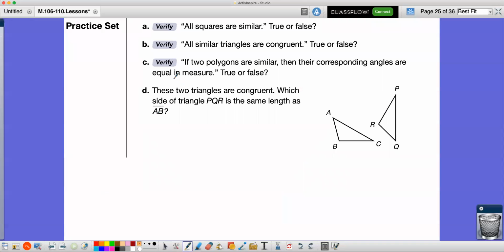All right, let's give these a shot. Letter A, answer this for me. All squares are similar. True or false?